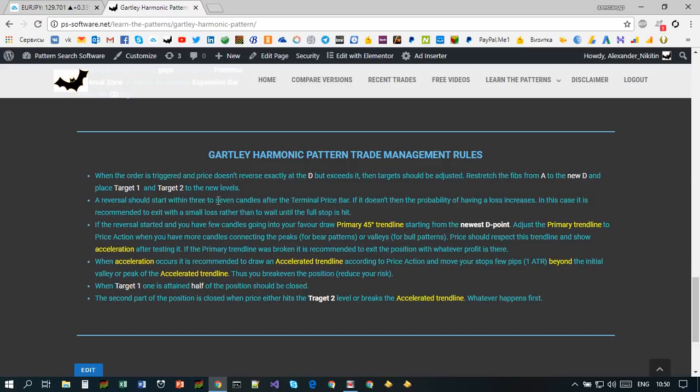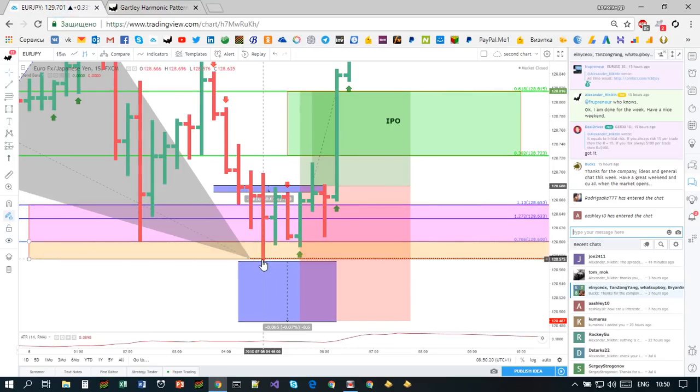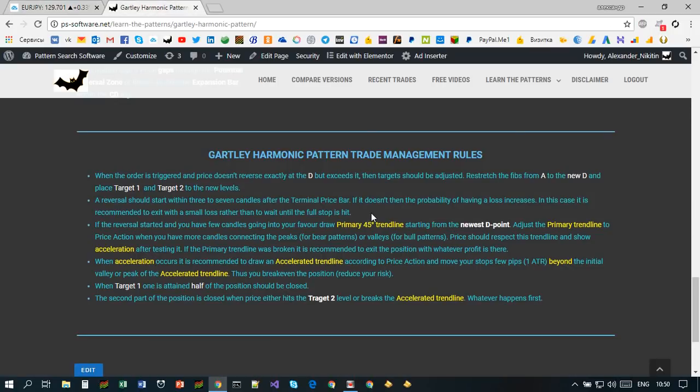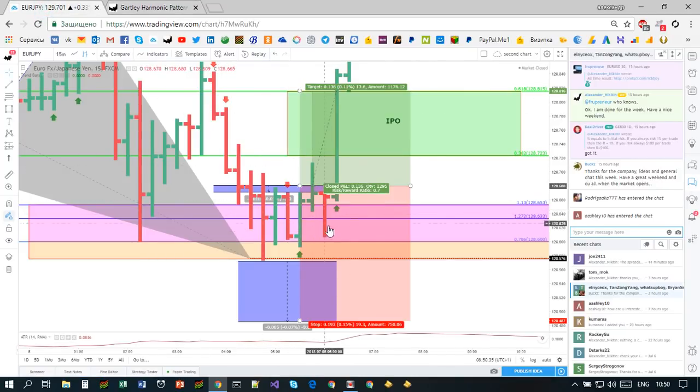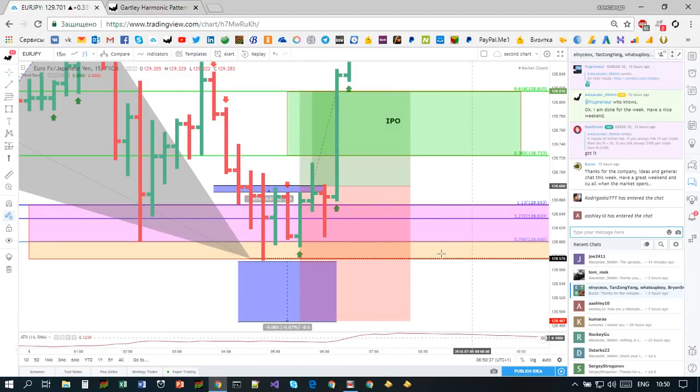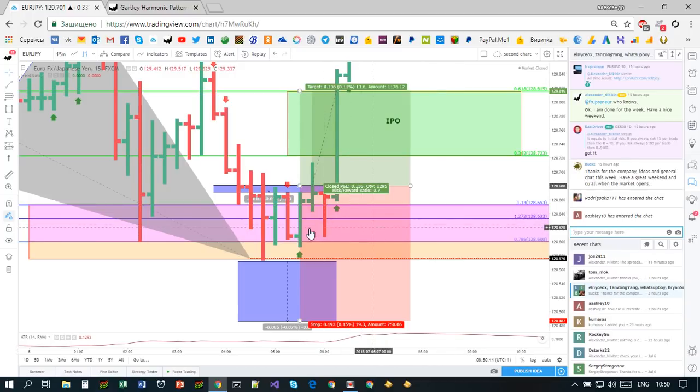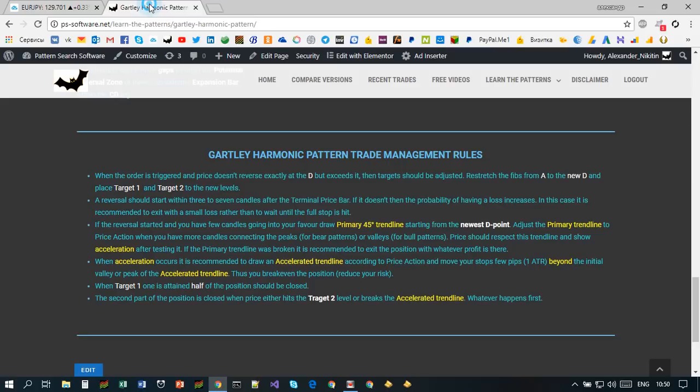Reversal should start from 3 to 7 candles after the terminal price bar. So it is exactly what happened. This was the terminal price bar. 1, 2, 3. We have a bull trend bar. Reversal started. If it didn't start, then the probability of having a loss increases in case you buy it. The probability of price to go lower increases if this didn't start within 7 bars. So you should have 3 to 7 bars.